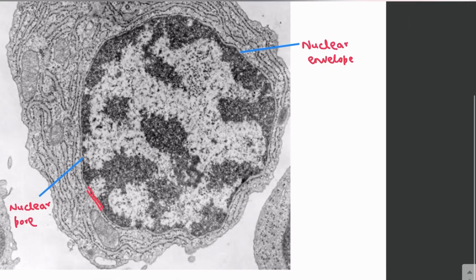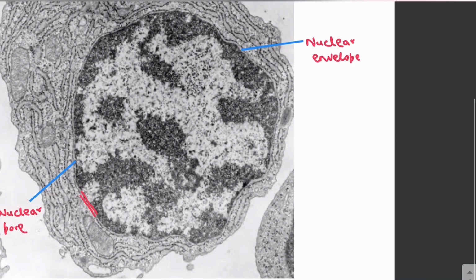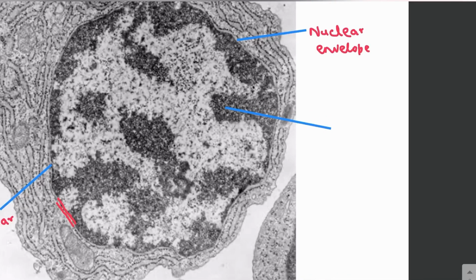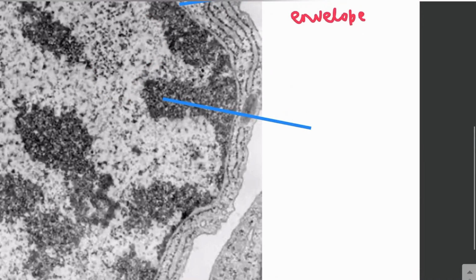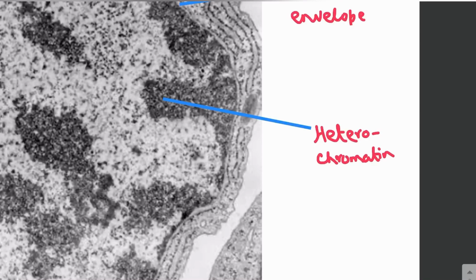Inside the nucleus, we can see the chromatin, and at some places, chromatin is darker like this. And at some places, chromatin appears lighter. So the dark chromatin is known as the heterochromatin, which is highly coiled chromatin. And the light chromatin, what do we call the light chromatin? It's known as the euchromatin. It's loosely coiled chromatin.